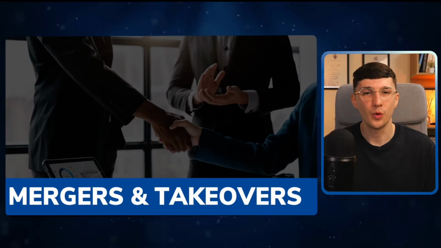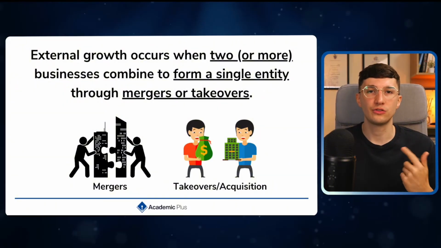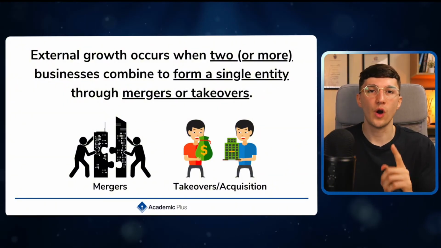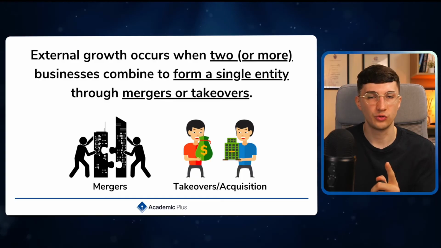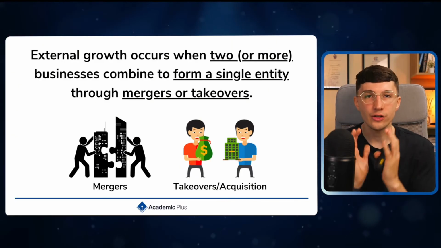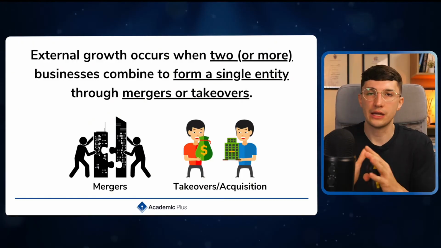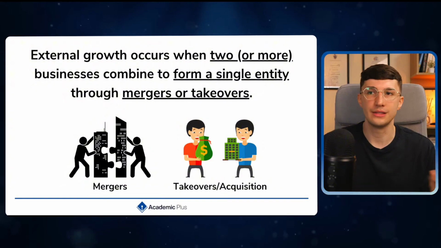The next topic that we're going to take a look at in this revision video will be around mergers and takeovers. Now, these are methods of external growth. External growth is not using external sources of finance to grow the business. Students get this wrong all the time. External methods of growth are mergers and takeovers. And takeovers can also be called acquisitions, which mean the exact same thing.